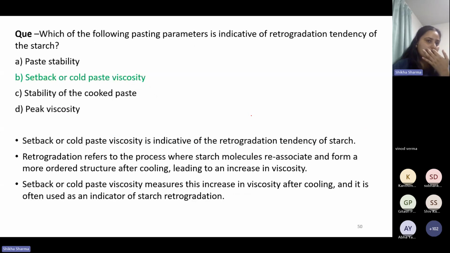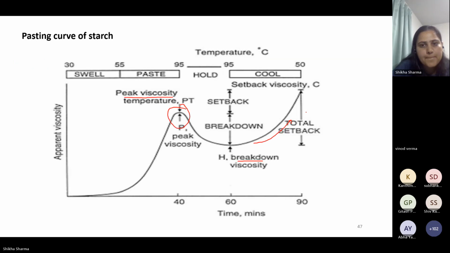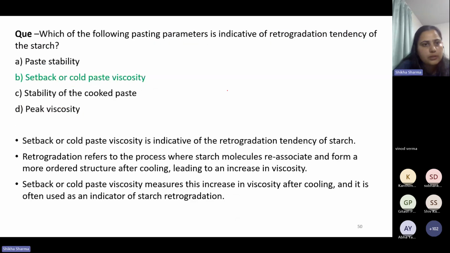So setback or the cold viscosity is the answer, because if we see in the graph, here at this point there is starch retrogradation, where the starch gets recrystallized, right? Here, which viscosity is there? Setback viscosity, right? So option B is correct. When the starch is heated, it gets gelatinized. But after it gelatinizes, when we cool it, mostly the amylose goes into starch retrogradation, right? Where rearrangement happens in the structure, and the starch viscosity also gets increased.